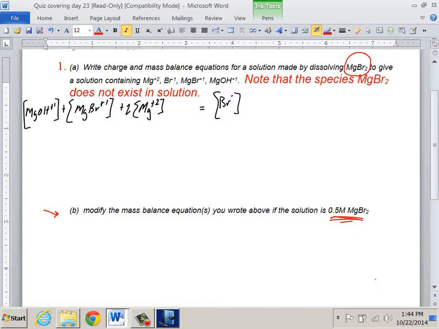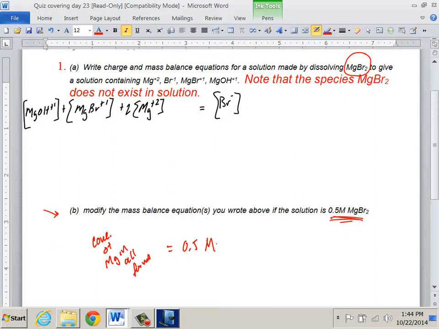The concentration of magnesium in all its forms is 0.5. I think it's easier. So the concentration of magnesium in all its forms is 0.5. That will be one mass balance. And then you can put in the terms: concentration of Mg in all forms is 0.5 molar. There's one more.